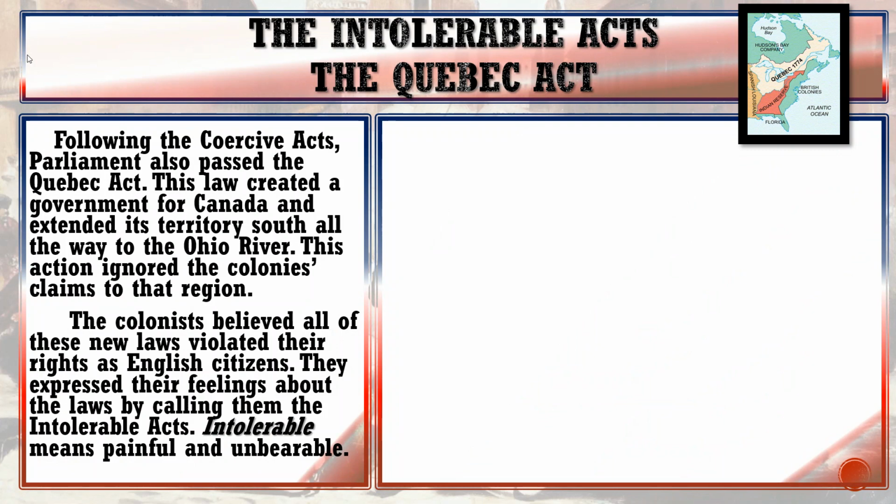Following the Coercive Acts, Parliament also passed the Quebec Act. This law created a government for Canada and extended its territory south all the way to the Ohio River. This action ignored the colonies' claims to that region. Holy mackerel. Look how the proclamation and the lands out west are such a vital part of this whole issue.